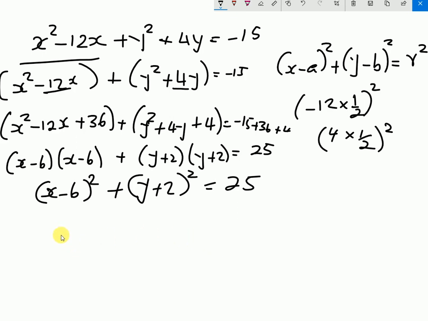What is the radius here? The radius of this is plus or minus the square root of 25, which is equal to 5. The center here is positive 6, negative 2. You got the things right. People, repeat this again and again, and you will get used to this. I'm telling you, you win.